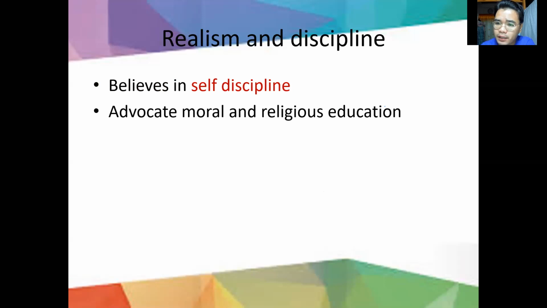Okay, in terms of discipline, hindi rin to masyadong istrikto. Okay, it believes in self-discipline. Bata ang may role to discipline themselves. So it advocates moral and religious education.